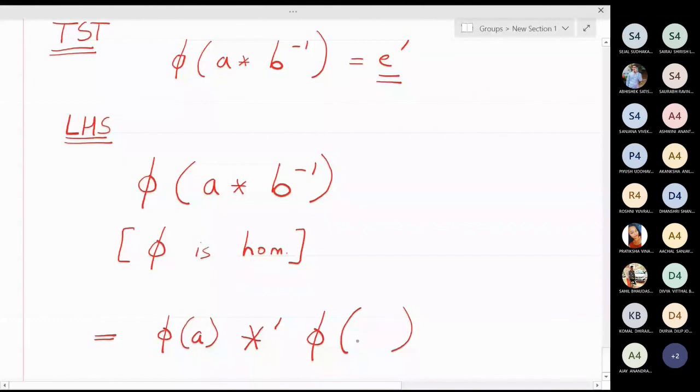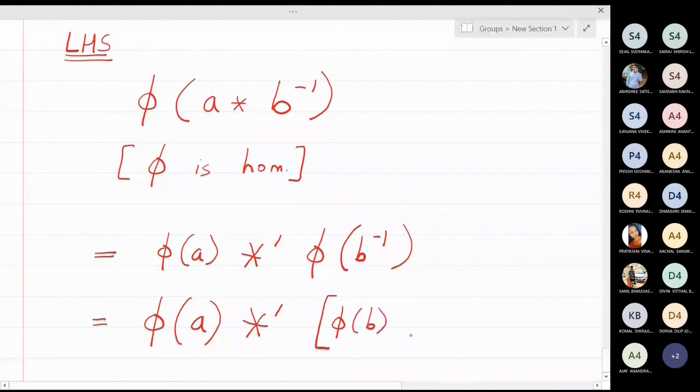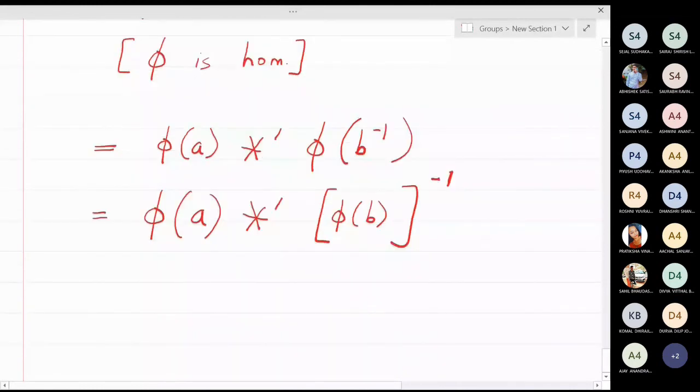But phi is a homomorphism, and the property of homomorphism says that phi of X inverse is always equal to phi X the whole inverse. So this can be replaced by phi B the whole inverse. This is a property of a homomorphism which was discussed earlier. And what is phi of A? Phi of A is E dash, because A belongs to the kernel. Star dash. What is phi of B? Phi of B is also E dash, because B also belongs to the kernel, and its inverse.